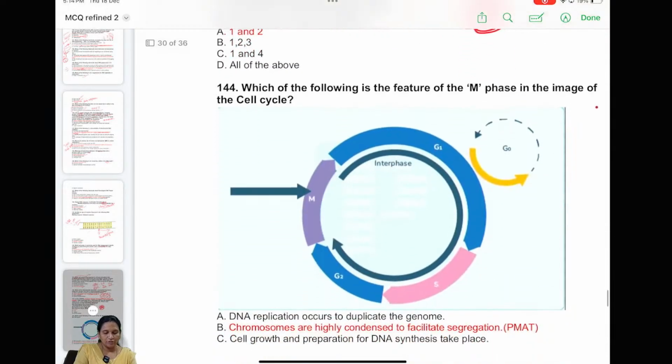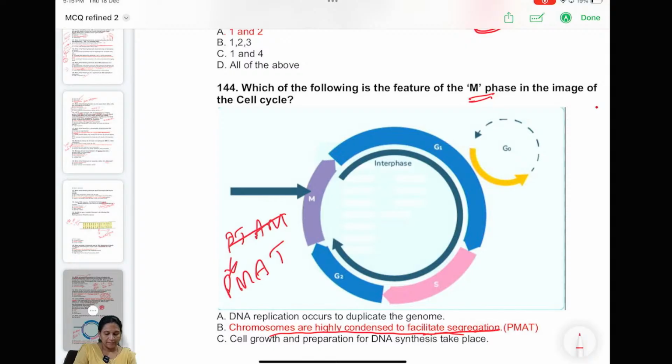Which of the following is a feature of M phase? What is M phase? Mitotic phase. Okay, in this mitotic phase there is PMAT. What is P? Prophase, PMAT, sorry: prophase, metaphase, anaphase, telophase. So in one of these phases, chromosomes are highly condensed to facilitate segregation. Okay? In S phase only DNA replication happens.